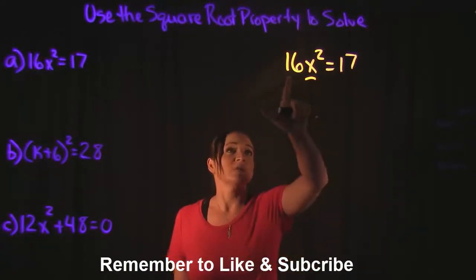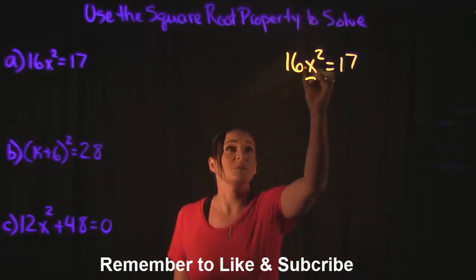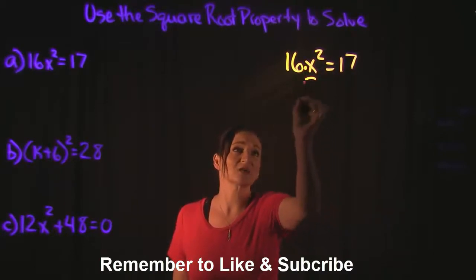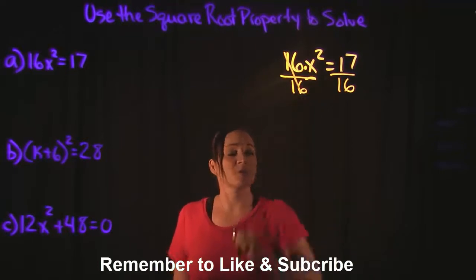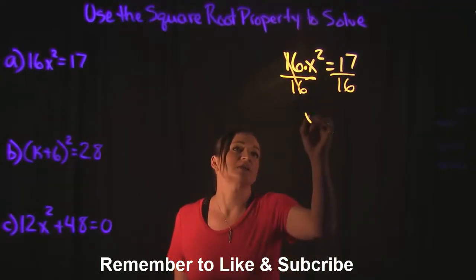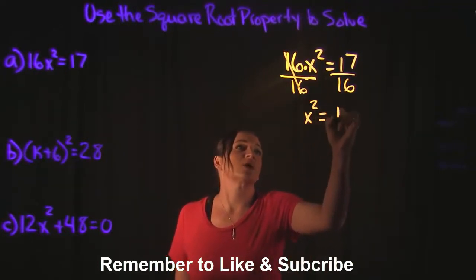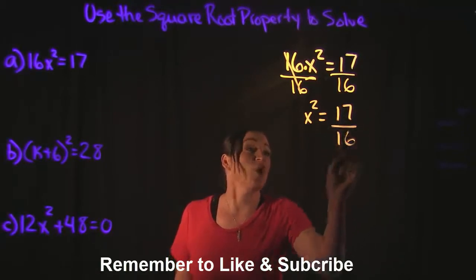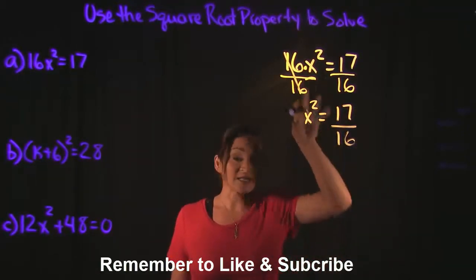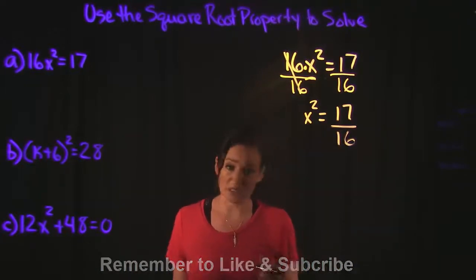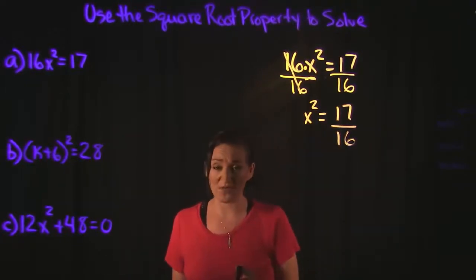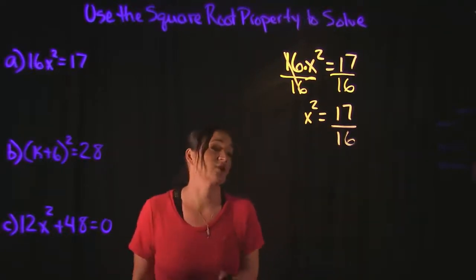So I'm going to start by getting rid of the 16. Remember that this is 16 times x squared, so the opposite of multiplication is division, and I'm going to divide out the 16 on both sides. That's going to leave me with x squared is equal to 17 over 16. Again, that does not simplify as a fraction. We do not want to type 17 over 16 into a calculator. That will only give us a decimal, which is not going to help us here.